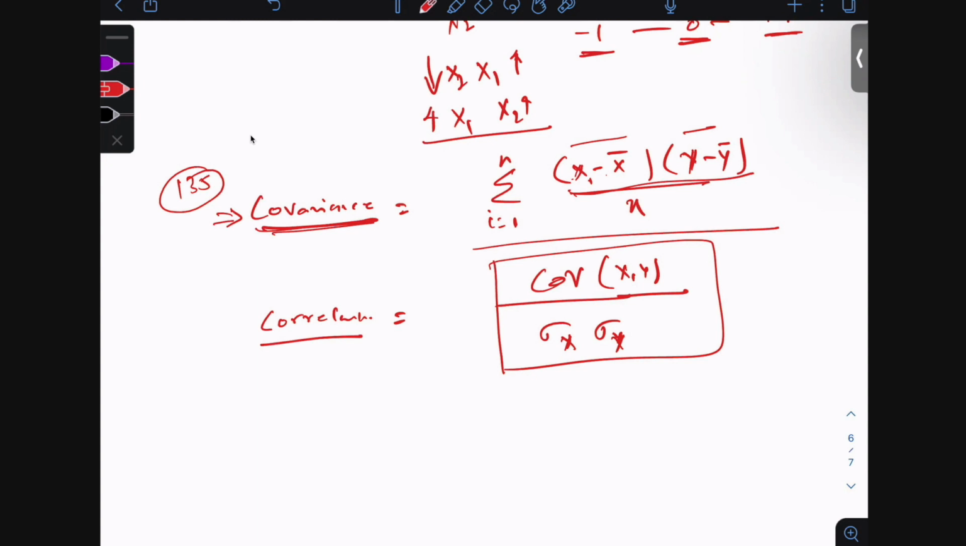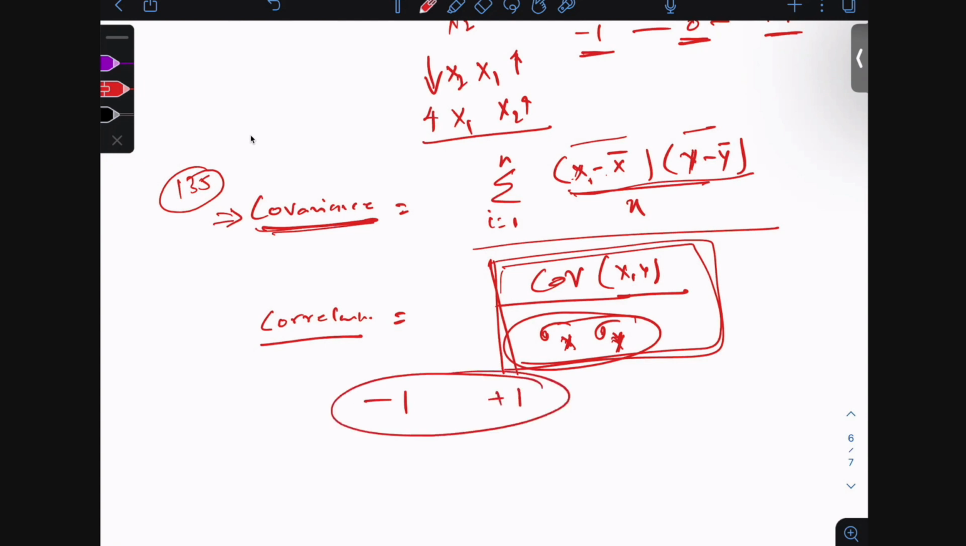But for correlation, since we are dividing by sigma x and sigma y, which are the standard deviations, we are normalizing the whole thing. Hence we are restricting it between -1 and +1. That is the essential difference between correlation and covariance.